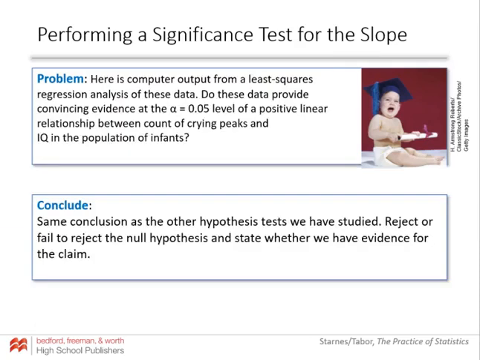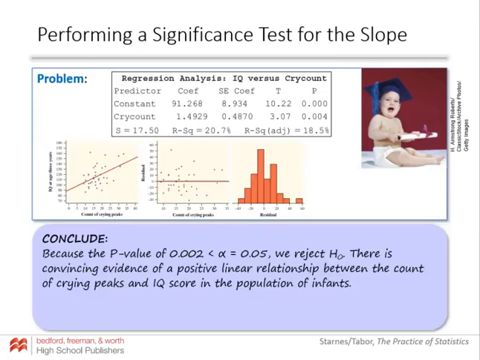All right, and then conclusion, same as before, we're going to reject or fail to reject, and then say whether or not we have evidence. So in this case, because our p-value is less than alpha, we're going to reject the null hypothesis. So we do have convincing evidence of a positive linear relationship, aka that our slope is greater than 0. And that's it for 12.1.